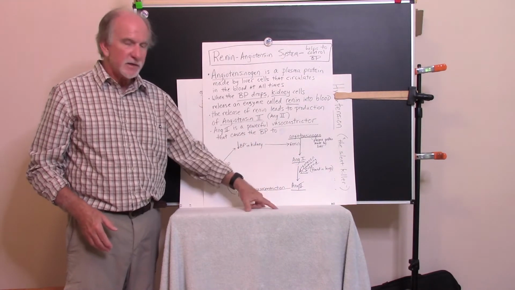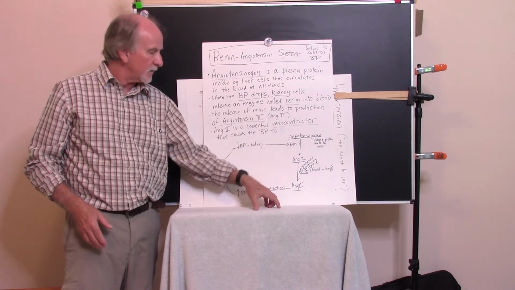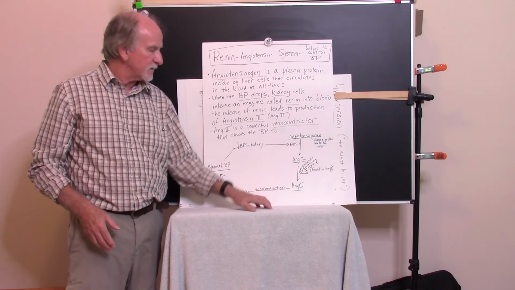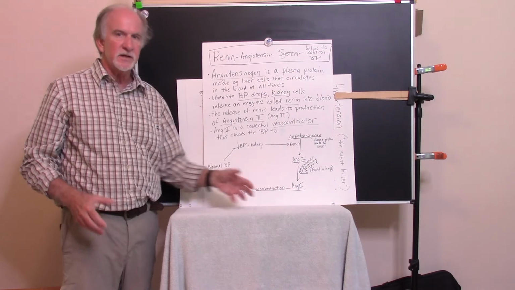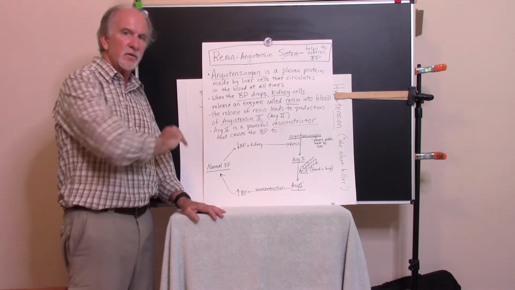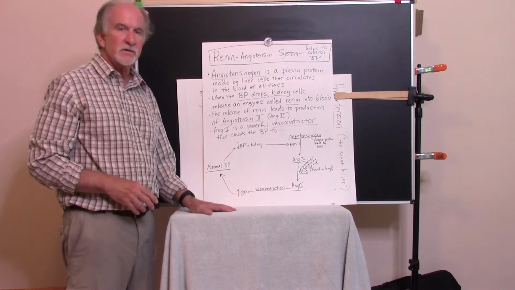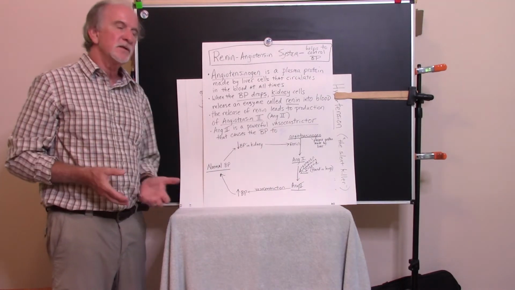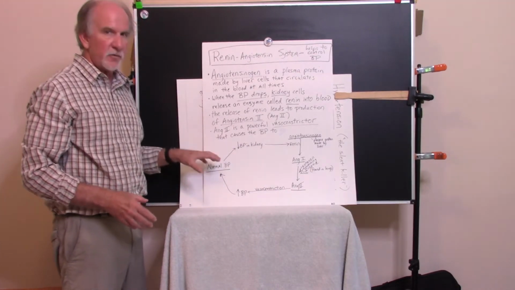And then angiotensin 1 is converted by an enzyme found primarily in the lungs called ACE, for angiotensin converting enzyme. And ACE converts angiotensin 1 to angiotensin 2. That's the end of the line for this cascade of reactions. Angiotensin 2 causes vasoconstriction, which increases the peripheral resistance, and that in turn will raise the blood pressure back to normal.